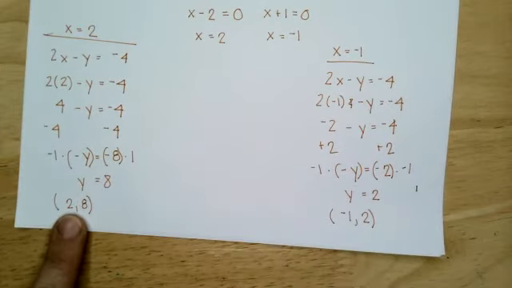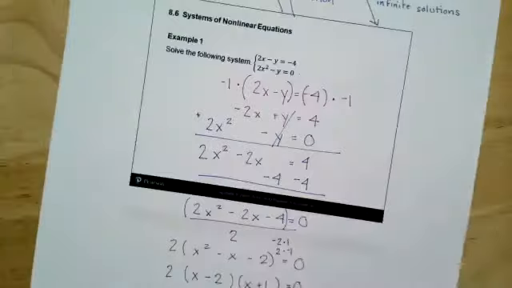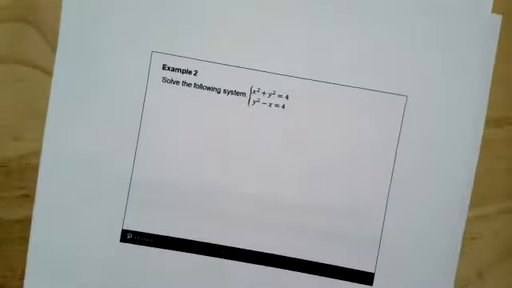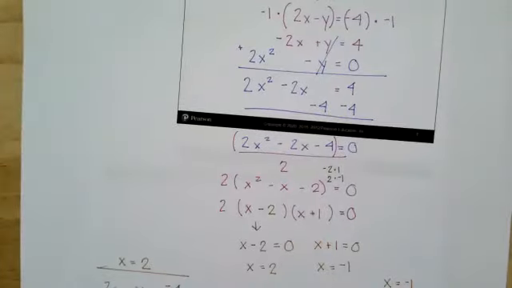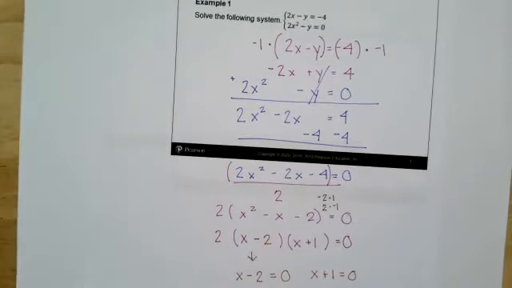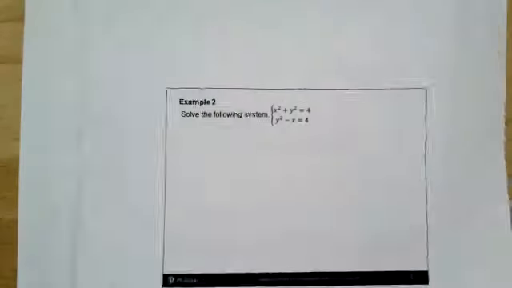I'm going to pause. Our next example is x squared plus y squared equals 4 and y squared minus x equals 4. Good. Again, I solved that using factoring. You're also welcome to solve it using the quadratic formula. It would give you the same x values if you use the quadratic formula.